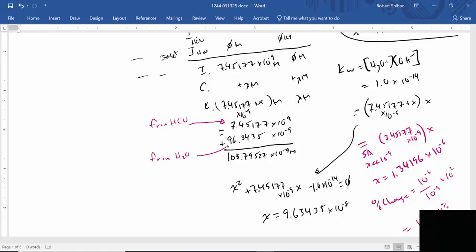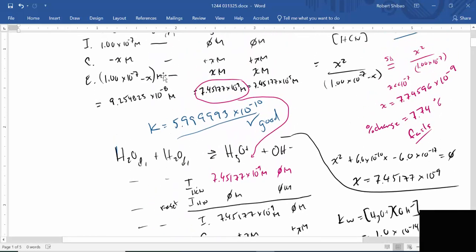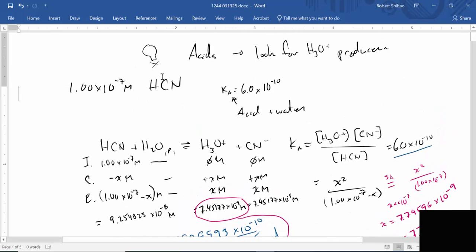The reason I did this is, let's call this 100% of the hydronium. Out of 100% of the hydronium, it looks like greater than 90% came from water and less than 10% came from HCN. And so water was a significant contributor to this. And that makes sense because this HCN is so dilute. If the HCN is so dilute, it's almost like pure water.